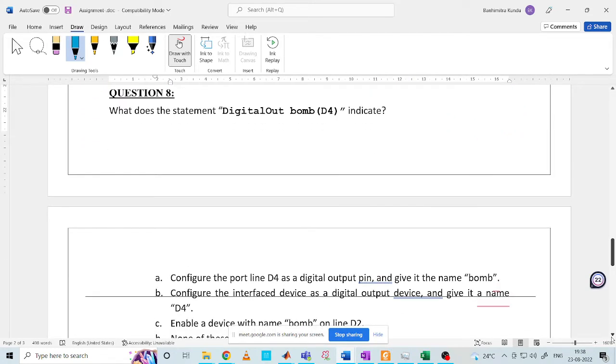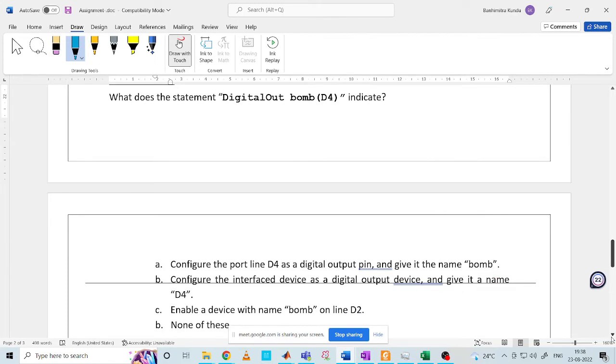Question 8. Any idea? Sir, option B. None of these. Option A. Option D. But it is printed B, but it is D. A or B. None of these. Why are you saying none of these?